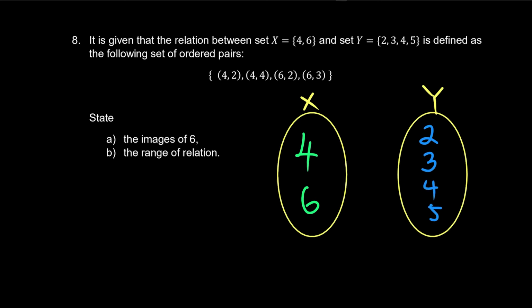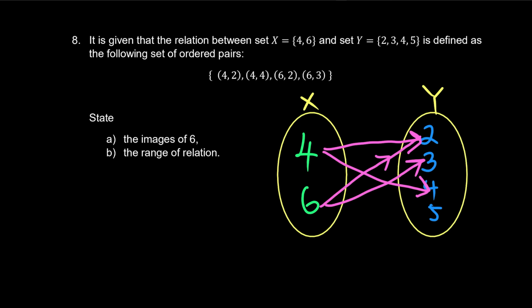And how do they map together? They give us when it's 4, it's going to be 2. 4 is going to 2. But 4 is also going to 4. Wow, one person will go to 2 persons. So it's like a one to many relation. Next one, when it's 6, it goes to 2, but 6 also goes to 3.